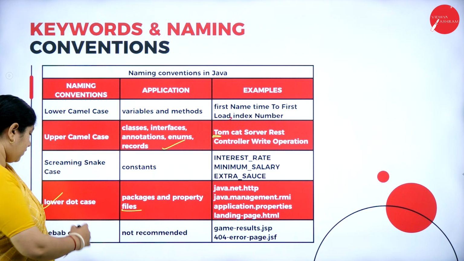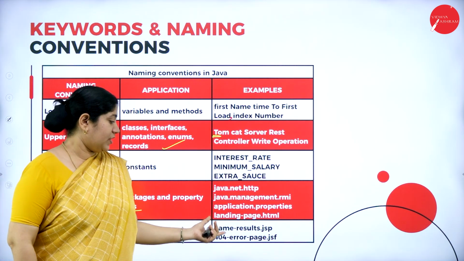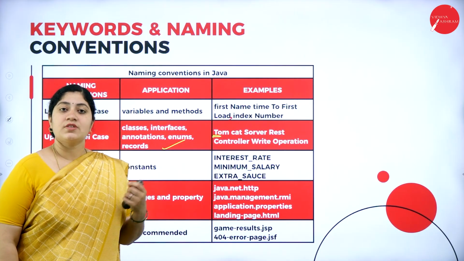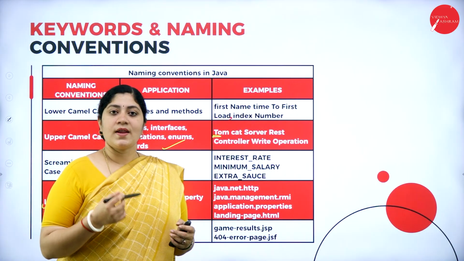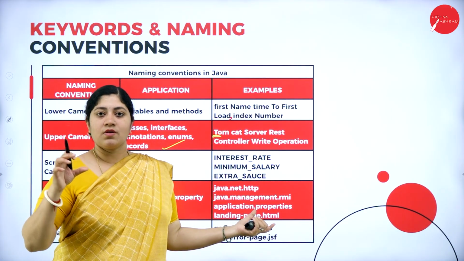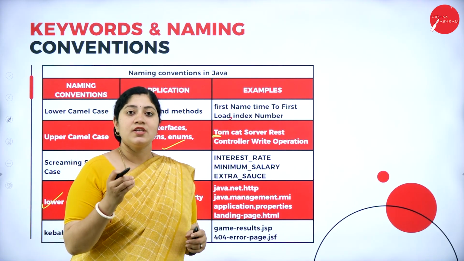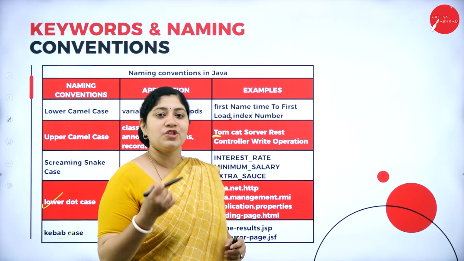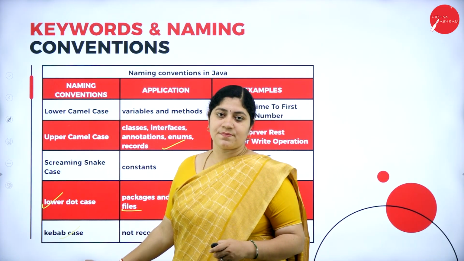Also, we do have kebab case, which is not at all recommended because we can't expect efficient output in that case. Whenever we get an error, we will be shown an error message, correct? That error message is written in which case? Yes, which type of naming convention? It is none other than our kebab case.